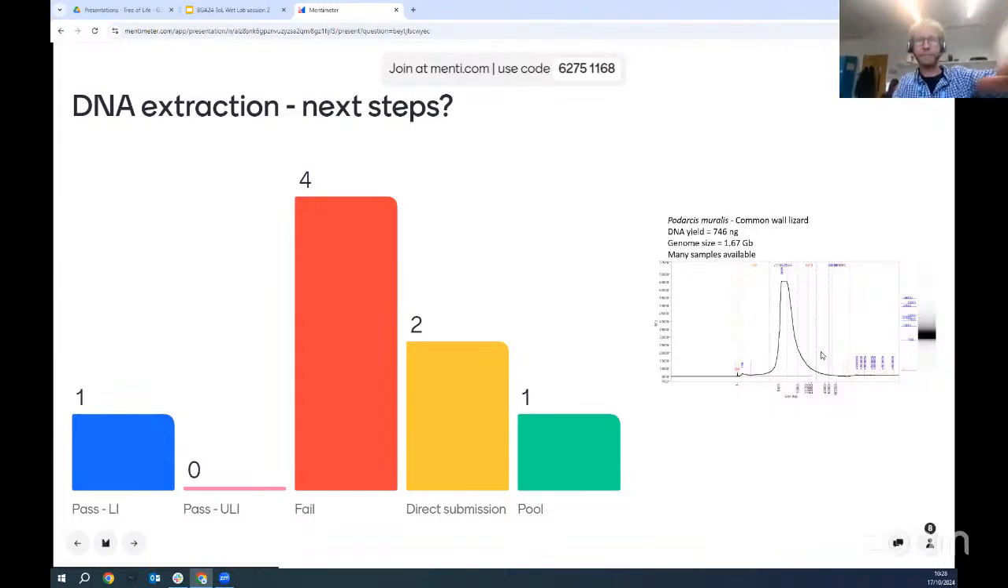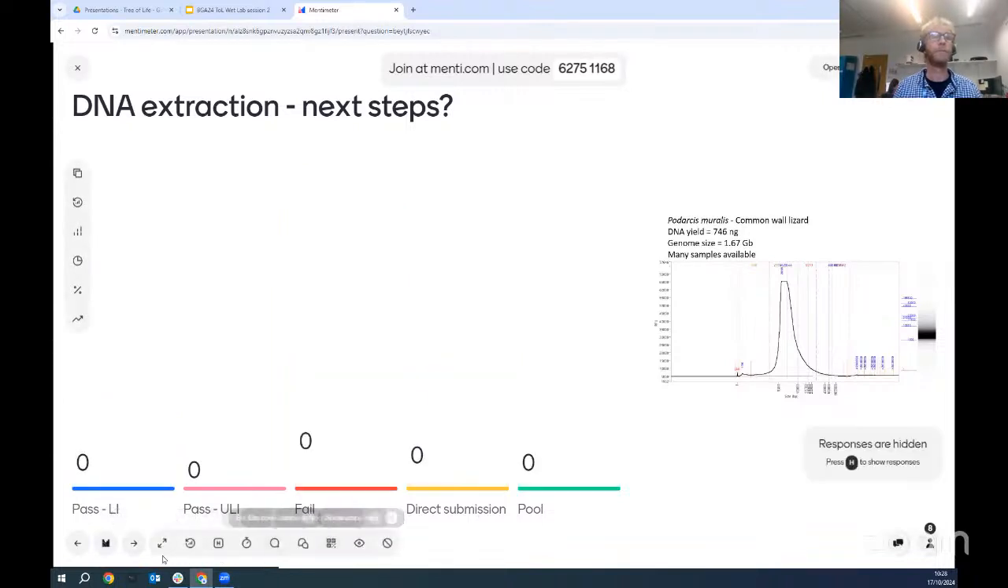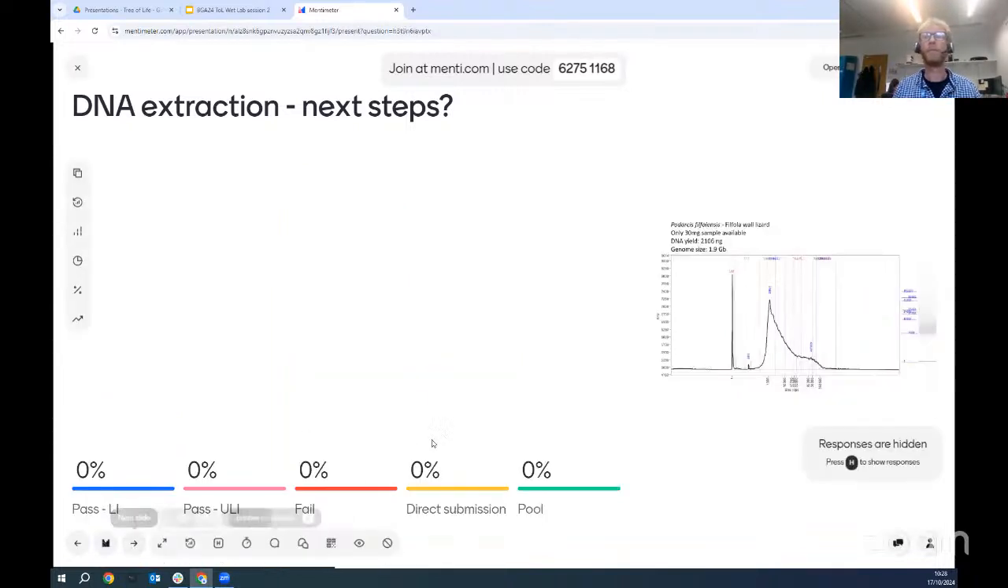Okay. So another lizard that we have here: DNA yield of 2,000 nanograms, a genome size of 1.9 gigabases. However, something that I put in here, which is potentially crucial, is that we only have 30 milligrams of sample for this species.